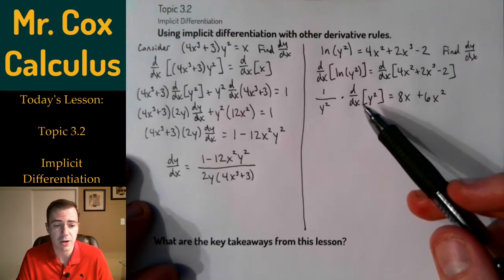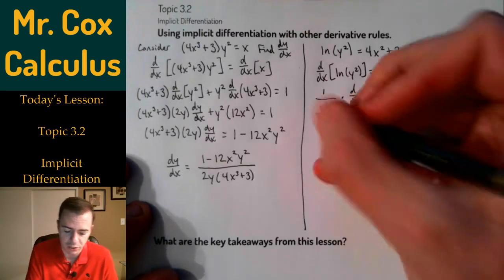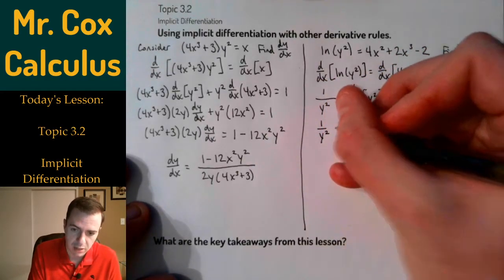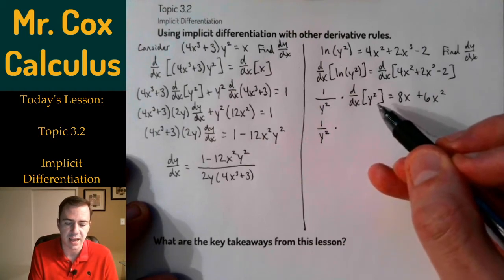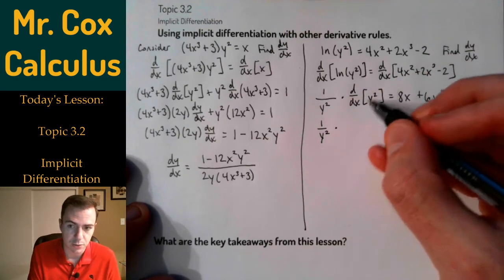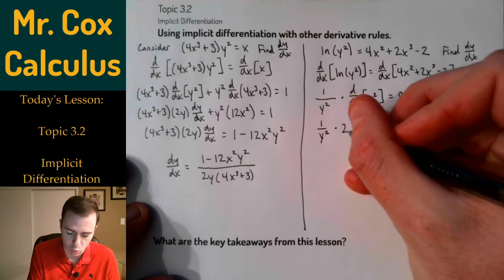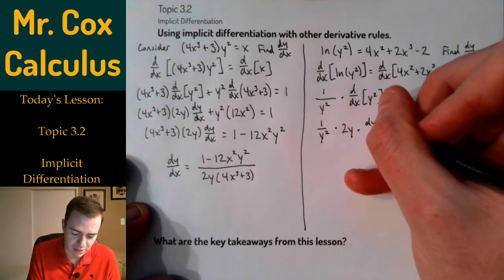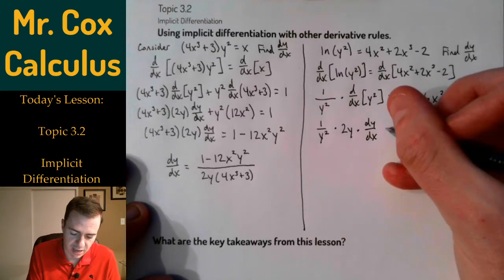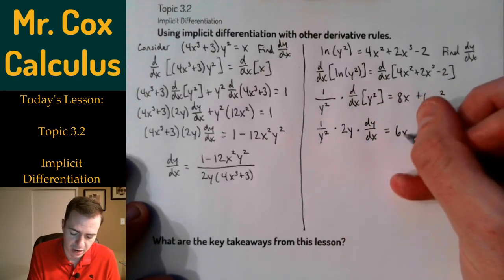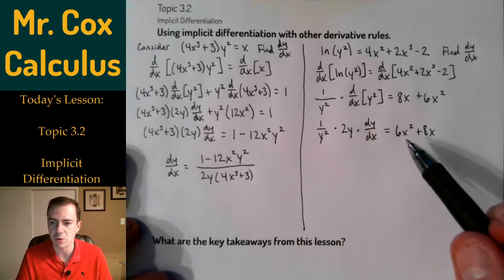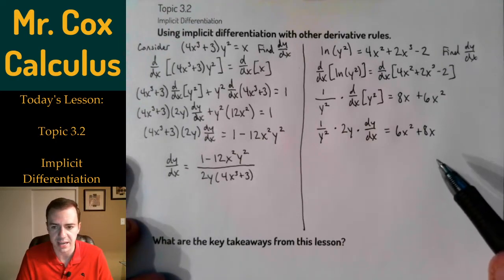Now then, if I look at my notation, I need to take the derivative of y squared. So this is 1 over y squared times the derivative with respect to x of y squared, which is the derivative of y squared with respect to y, 2y, times my dy over dx. And it equals, so I'm going to go ahead and put our right side in descending order of powers there and call it 6x squared plus 8x.